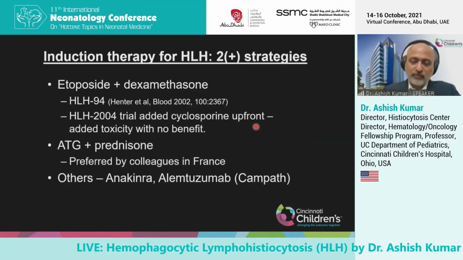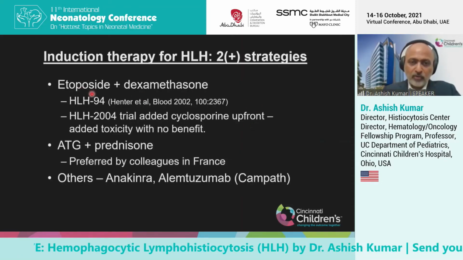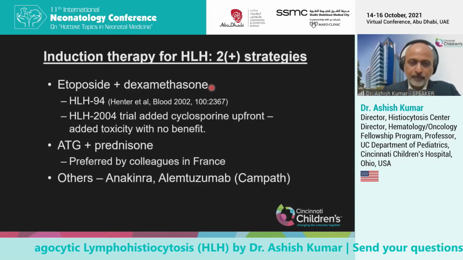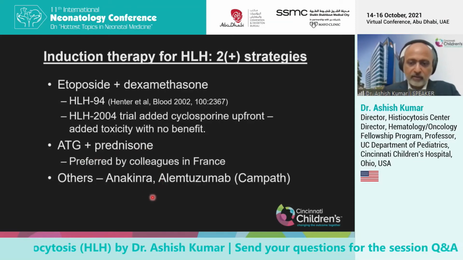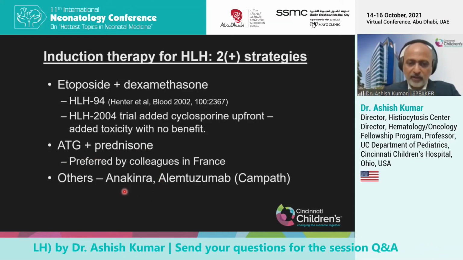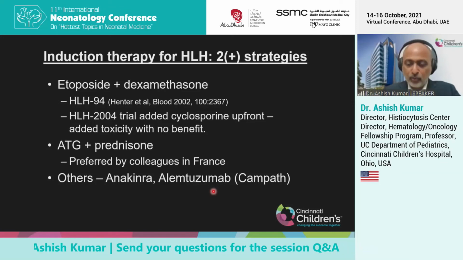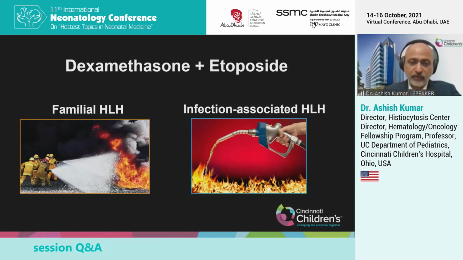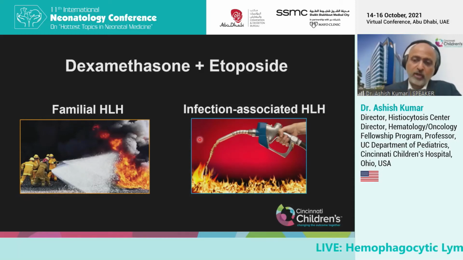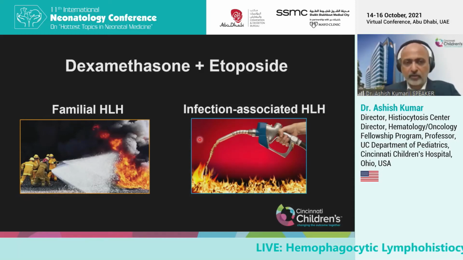And so the treatment for HLH, most people will use etoposide plus dexamethasone. Our French colleagues use ATG plus prednisone. There are many other treatments described in the literature. Anakinra, alemtuzumab, these are just some examples. Because if you have familial HLH, when you give them these immune suppressive therapies or chemotherapy, you are putting out the fire. But if you have infection, you're actually fueling the fire, only making things worse, like we saw in the baby with the herpes simplex infection.